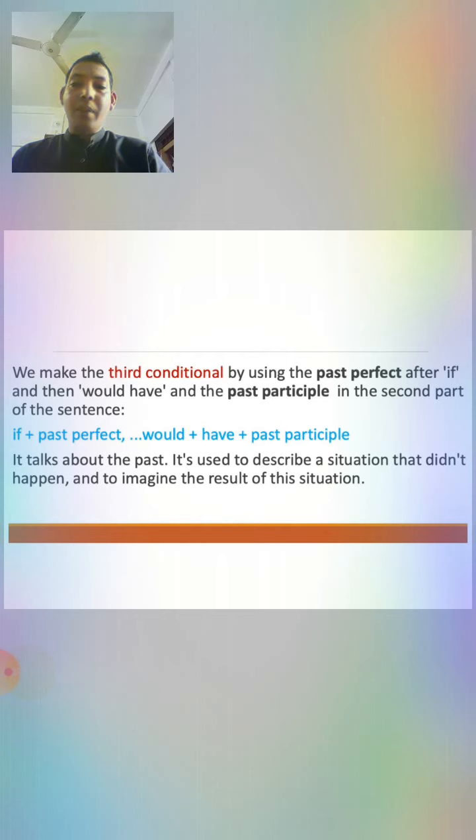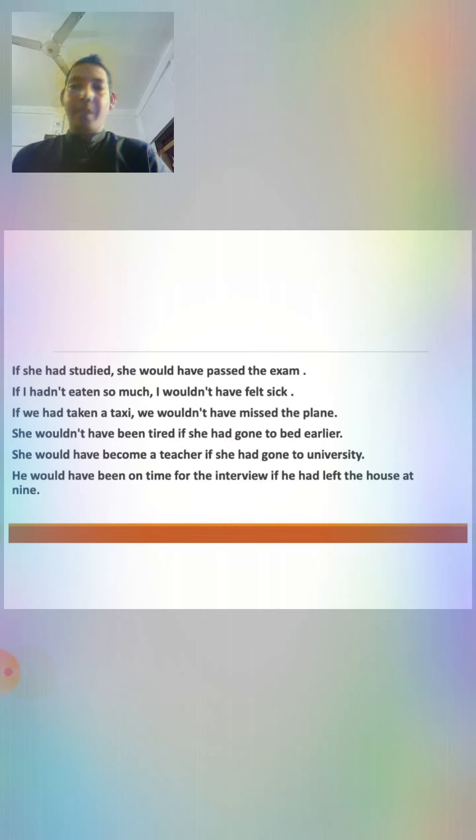It talks about the past. It is used to describe a situation that didn't happen, and to imagine the result of this situation. You can only imagine it; it will not be true, and there is no probability either. So here is the example. You can find a lot of examples, and you can exercise from them.